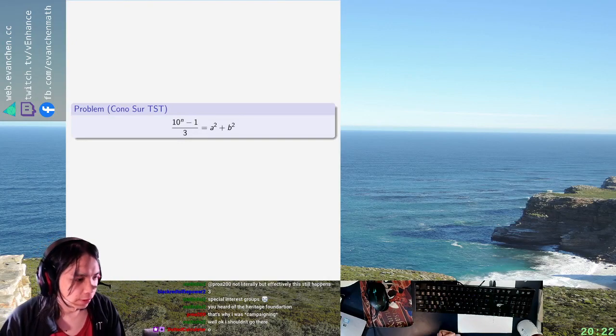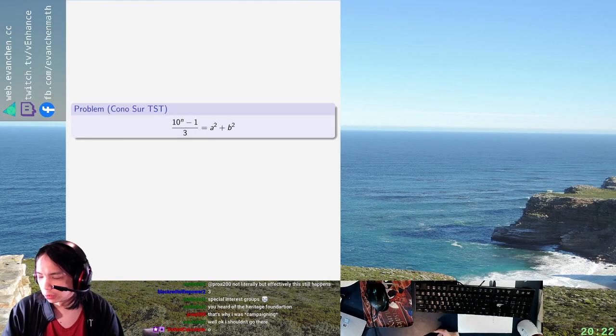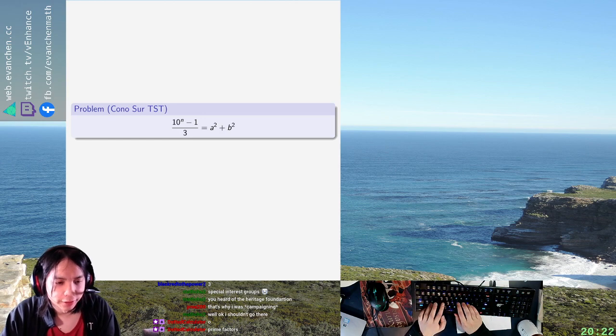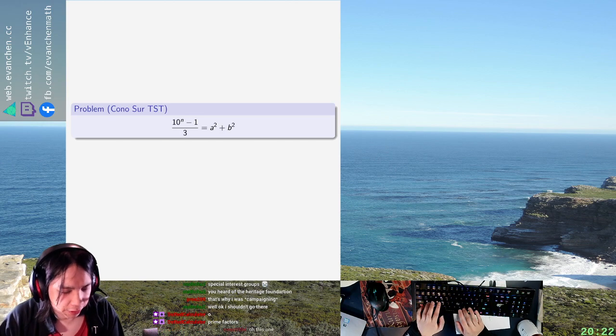Alright, welcome back everyone. So today we have a problem from the Cono team selection test, which asks to show that this equation, (10^n - 1)/3 = a^2 + b^2, has infinitely many solutions in positive integers.